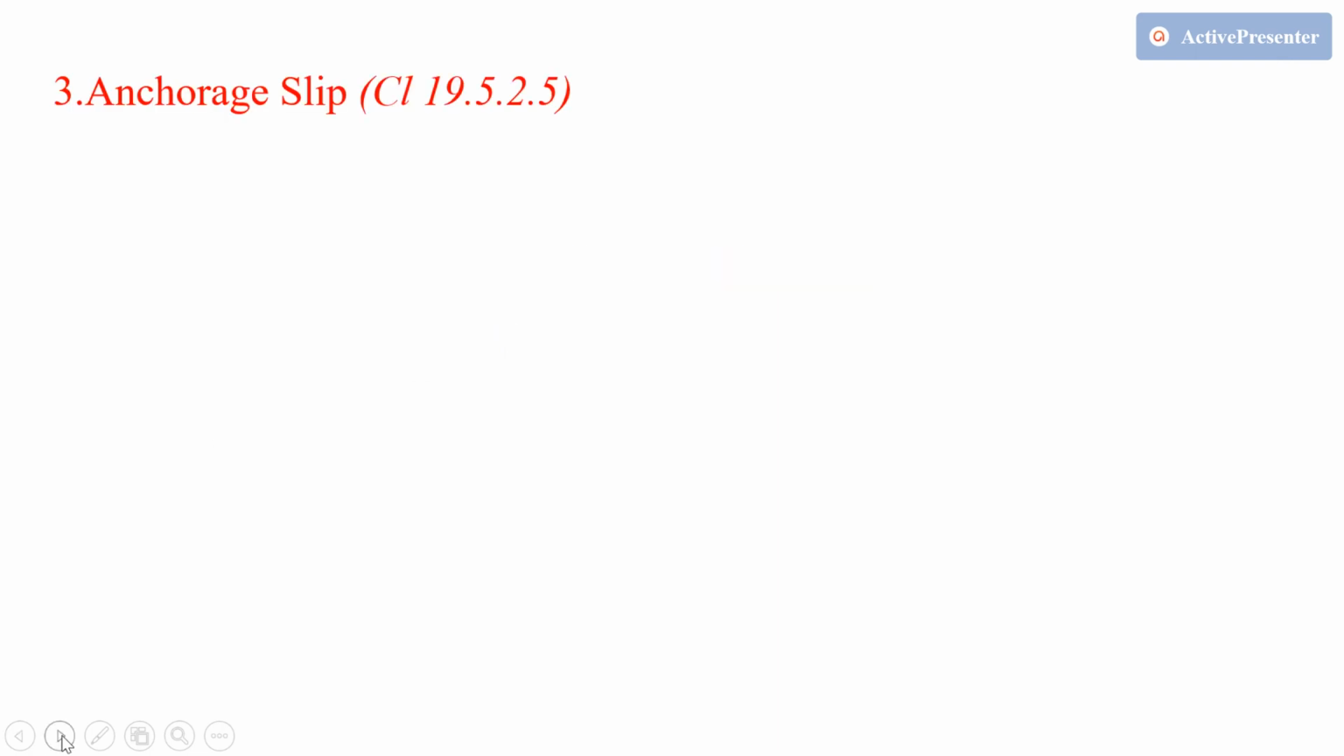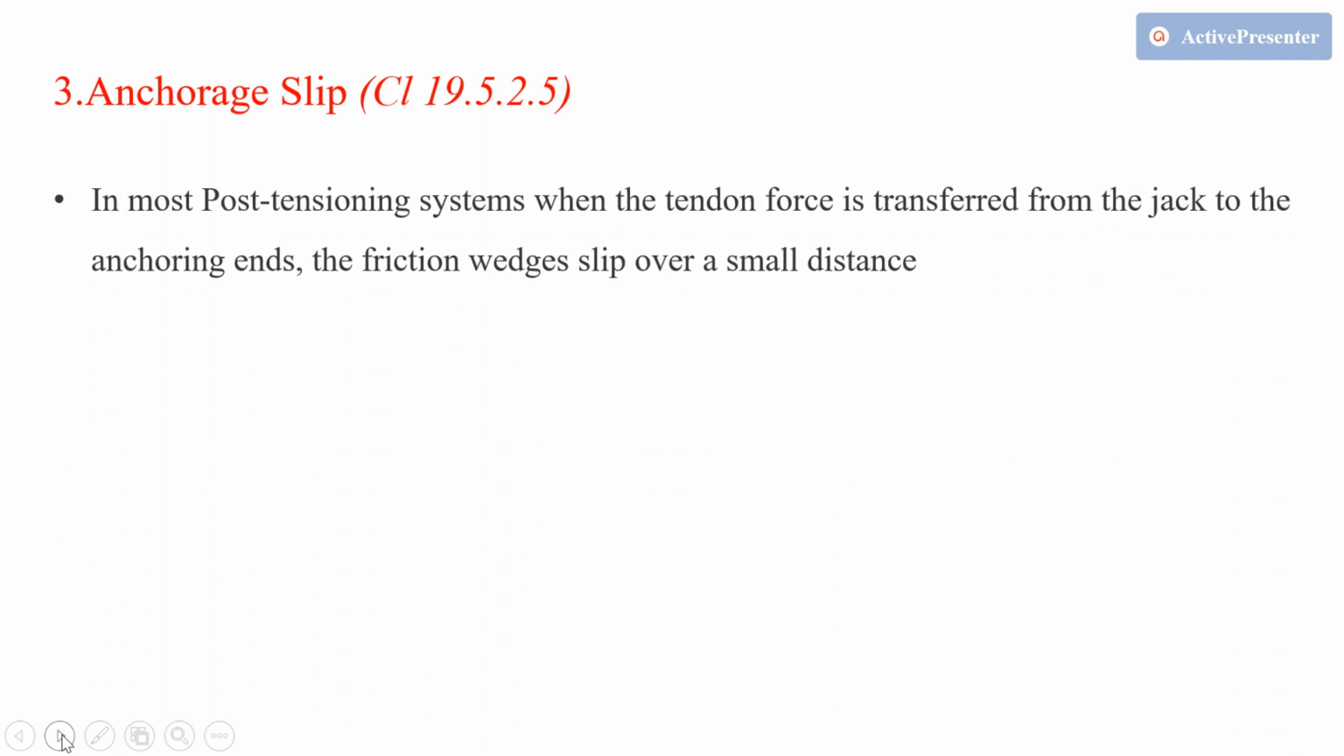The third type of loss that can occur, or the immediate loss that occurs for a pre-stressed member, is the anchorage slip. And we can see here, this also occurs only for post-tensioned members because we are not providing any anchorage for pre-tensioned members. We are just cutting it from the edge. So this also occurs only for post-tensioned members. You can see here in clause number 19.5.2.5, in most post-tensioning systems, when the tendon force is transferred from the jack to the anchoring ends, the friction wedges slip over a small distance.